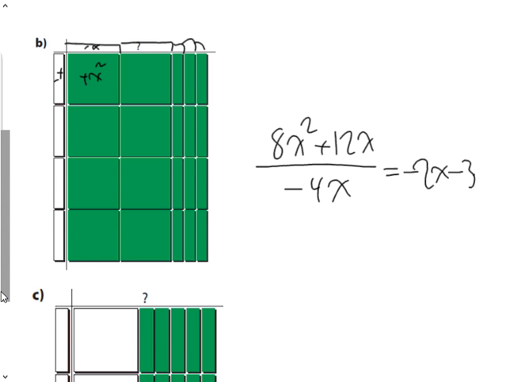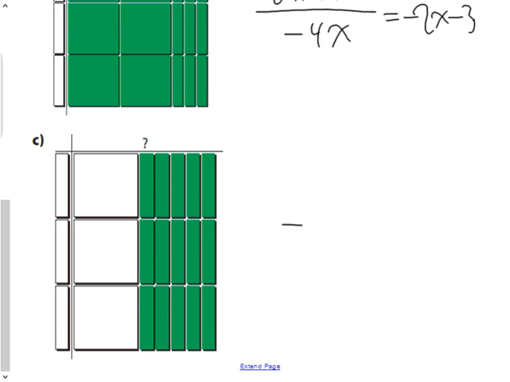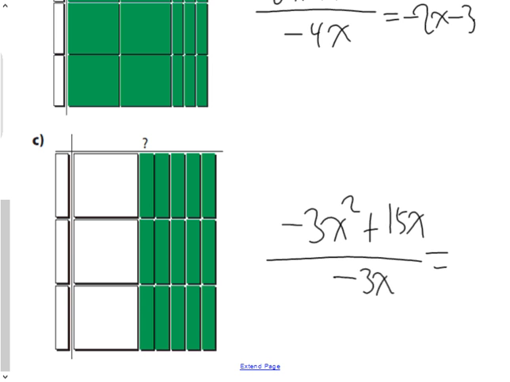And finally, C, we have negative 3x squared plus 15x divided by the side I know, which is negative 3x, will equal, again, this has to be positive because a positive times a negative gave me that negative x squared. And these all have to be negative 1s. So the answer is x minus 5.